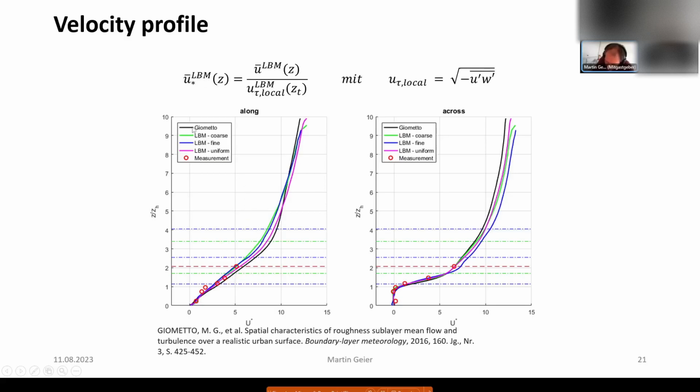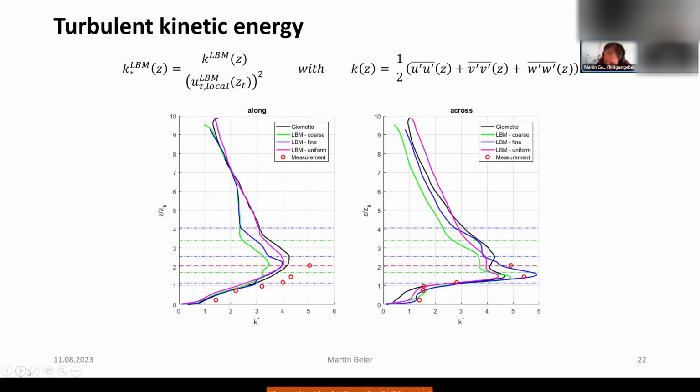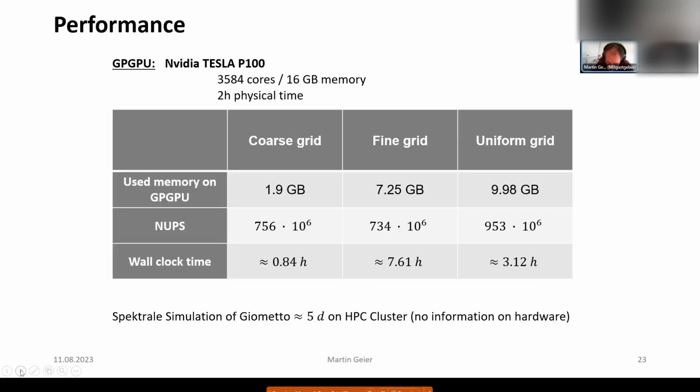So, velocity profile. There is a method, geometro... what is it? A spectral method. And here are the different Lattice Boltzmann solutions. There are also some turbulent quantities. As you could probably imagine, the turbulent quantities for a coarser grid are a little bit smaller. Yeah, so this is how it is.